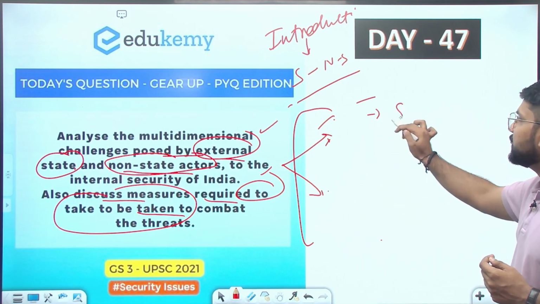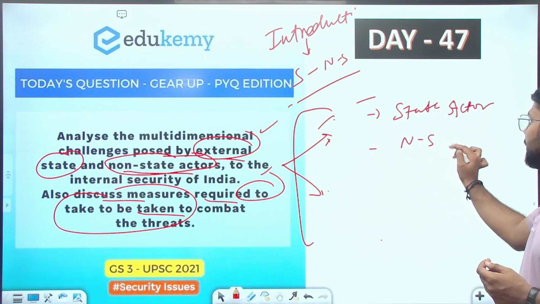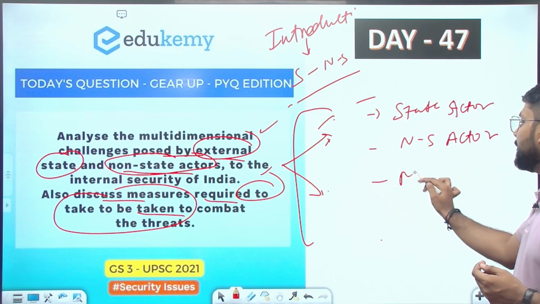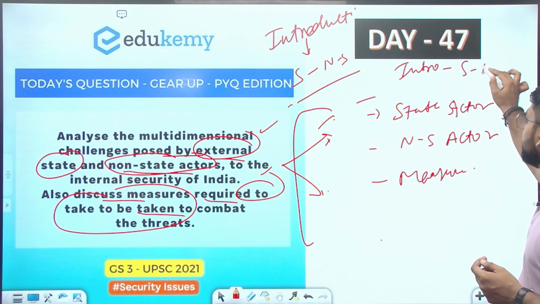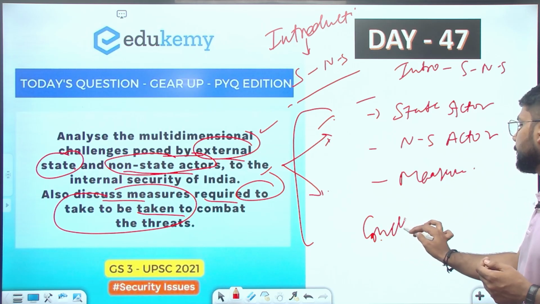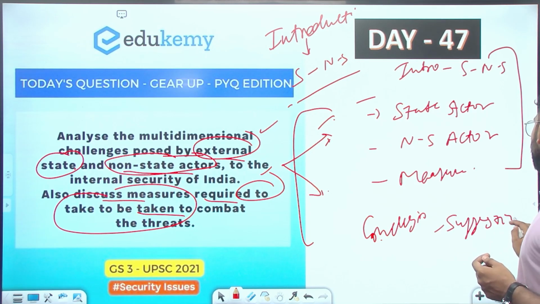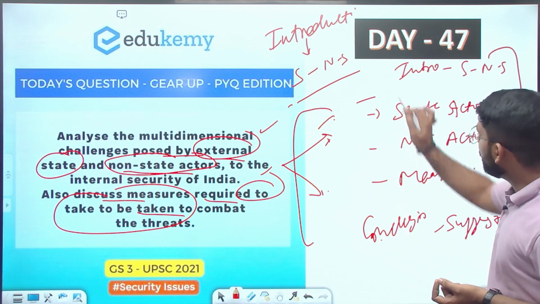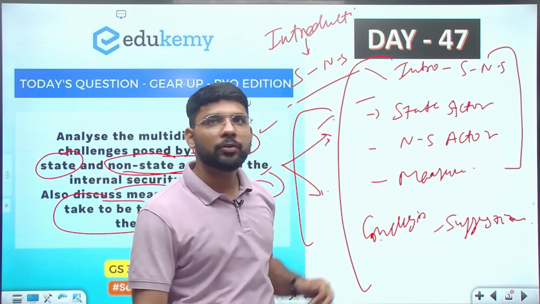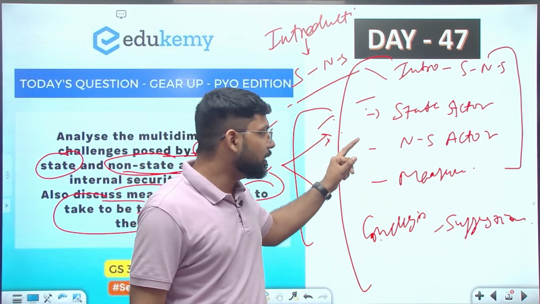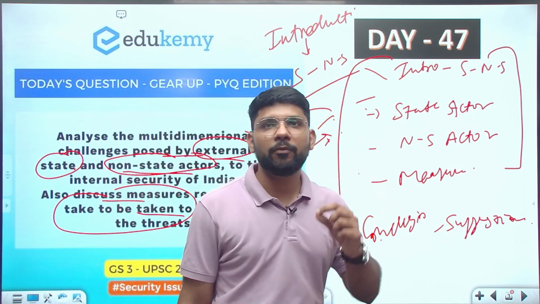What is the challenge by state actors? So this was the first heading, state actors. Then the challenge by non-state actors was the second heading. Then measures is the third heading. And in the introduction, we defined the state actors and the non-state actors, and in the conclusion we compiled it and gave some suggestions, what the government can do, or we can also write the way forward here. So if we divide the question into multiple parts, what is required in the introduction, what is required in the body, in the second sub-part of the body, and what is required in the conclusion, it becomes very easy for us to know what to write.